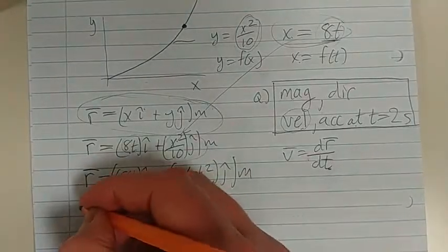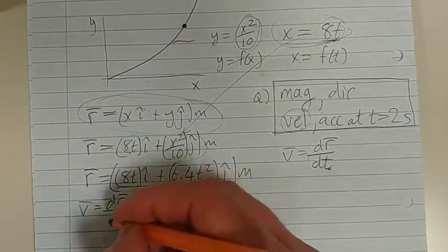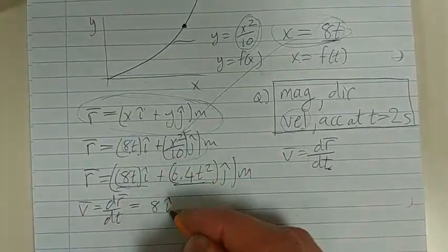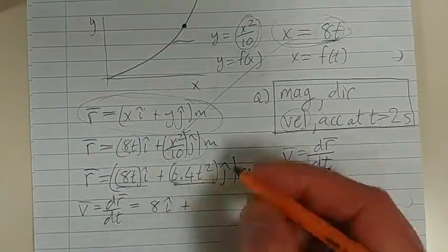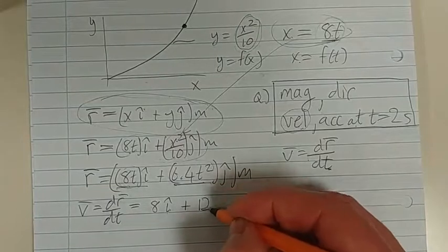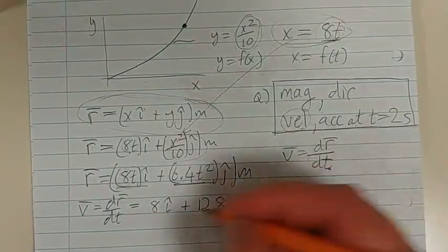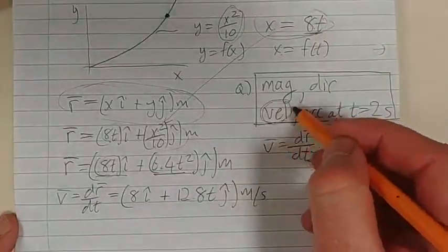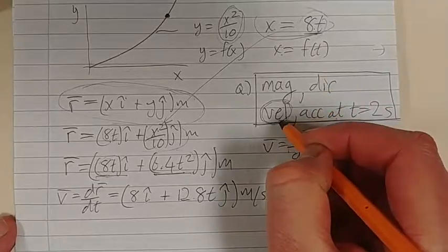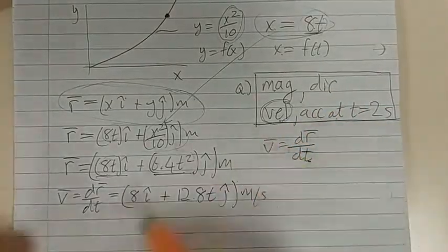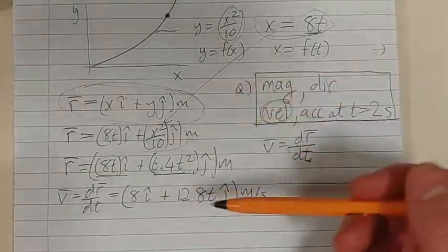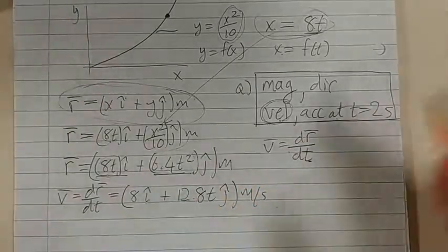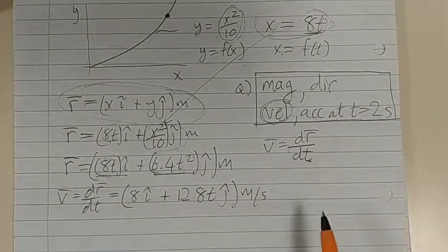So what is v then? It's dr/dt, which is then, what's d/dt of that? 8 times i, plus, what is d/dt of this? 12.8 t j meters per second. Excellent. We're looking for the magnitude and direction of our velocity. So this is how I like to do it. The reason I like this is that I see the whole plan, I see the whole picture, I see where everything fits in. The textbook does not do it this way.